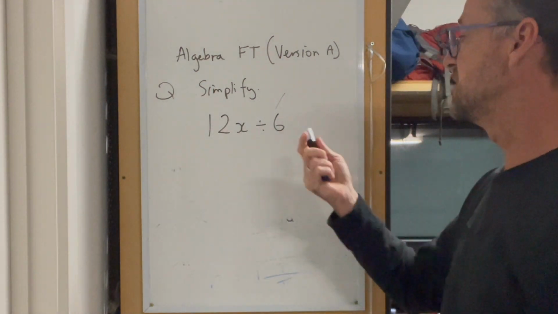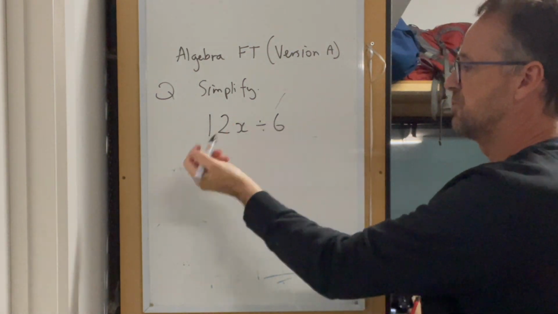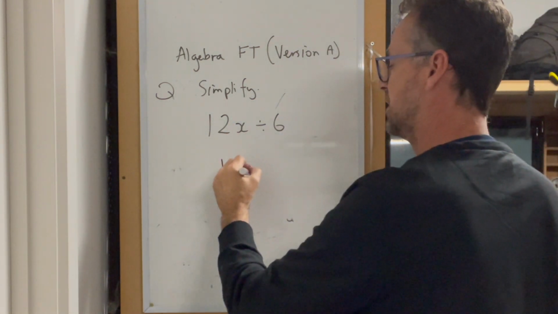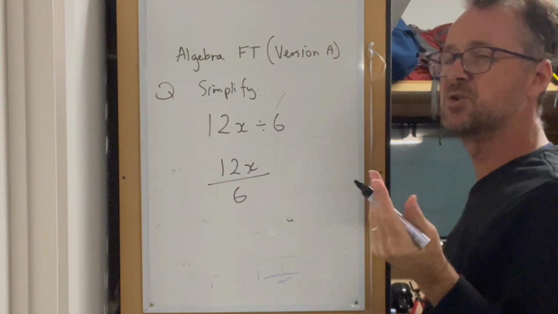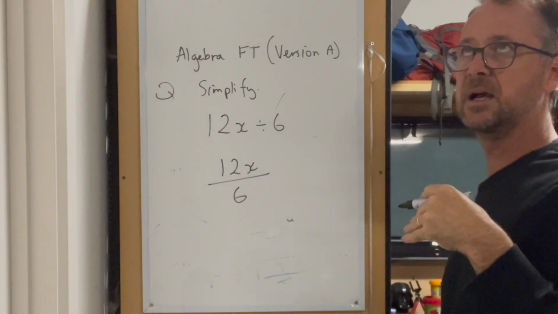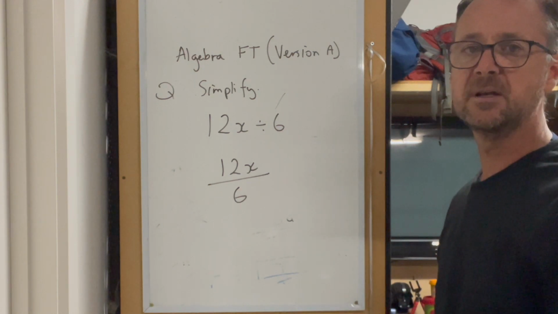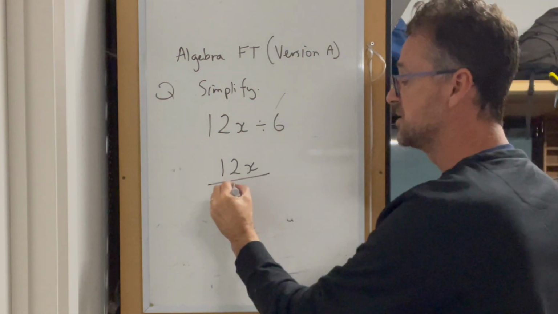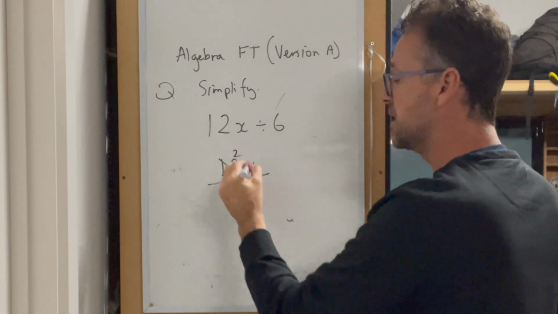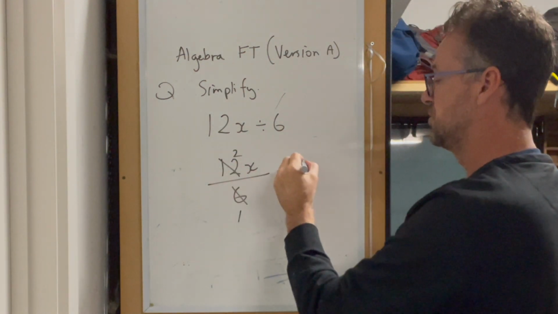Okay, next question is a division expression. So we just want to write this as a fraction, like this. So that's our first move, write it as a fraction, because with expressions in algebra, we always want to write them as fractions, okay, rather than having a division sign. And from there we can cancel. 6 goes once, 6 goes twice. So that's then going to equal 2x.